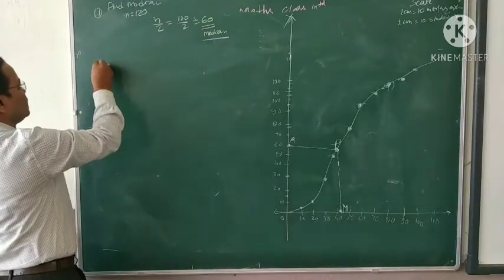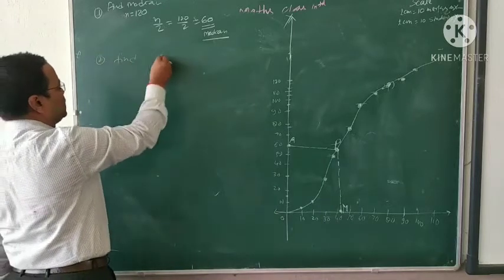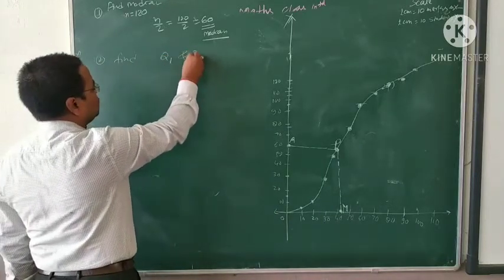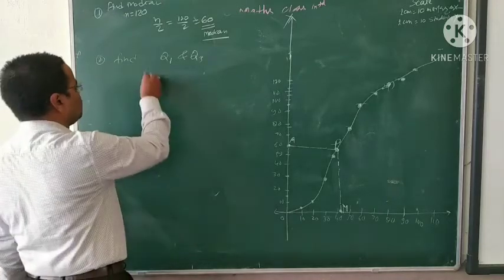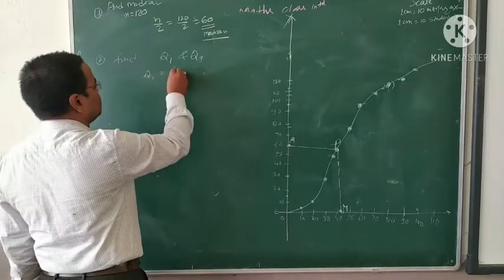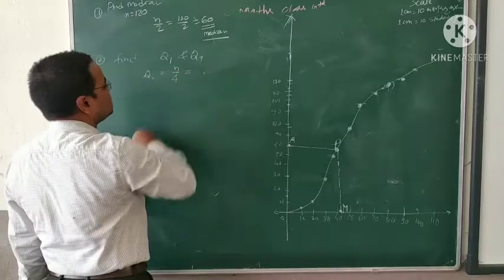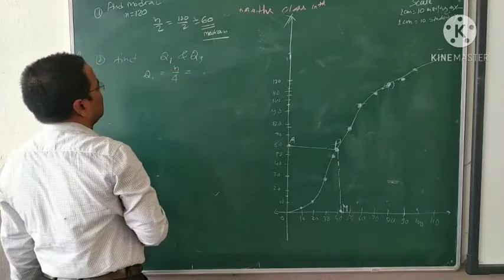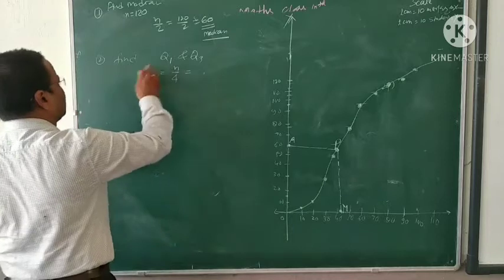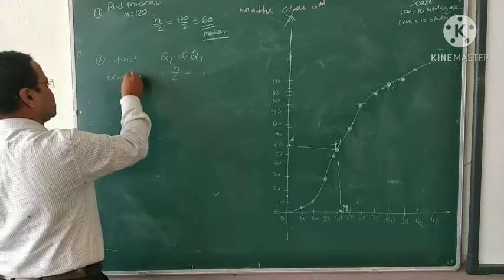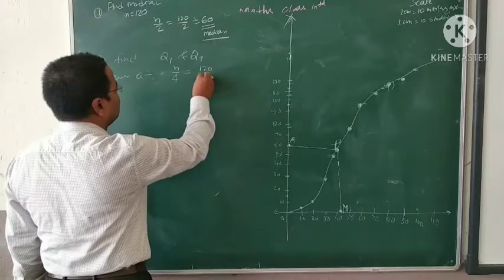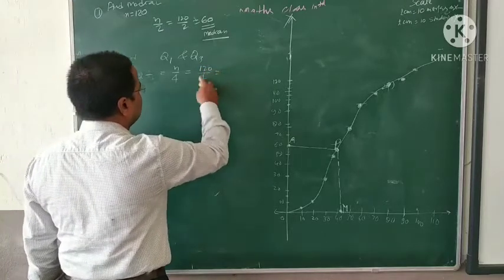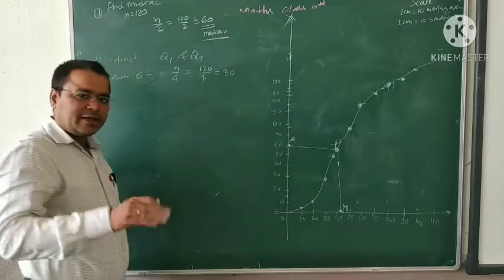The second question is find quartiles, means Q1 and Q3. You have to find. Q1 is equal to n by 4. Means n by 4 is the lower quartile. What do we do? N by 4 means 120 by 4. It will be 30.